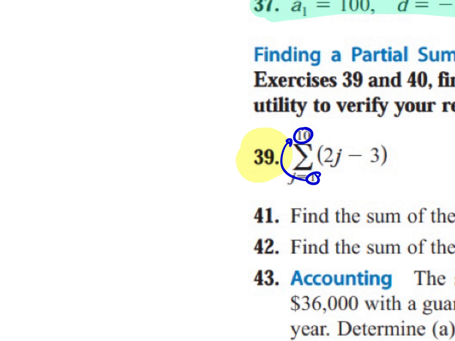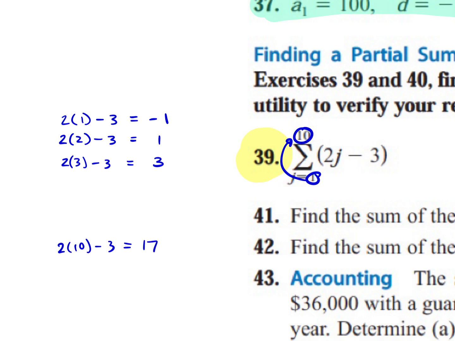If we were to plug it in and add them together, I'll show you what that looks like. It would be 2 times 1 minus 3, which would be negative 1. Then we'd plug in 2. So 2 times 2 minus 3 would be 1. 2 times 3 minus 3 would be 3. And so on. We are going to do this until we have 2 times 10 minus 3, which would be 17. And we just add up all of these answers.